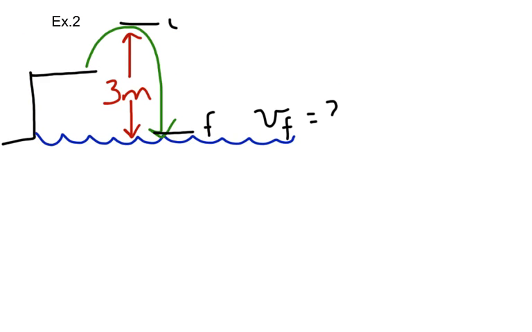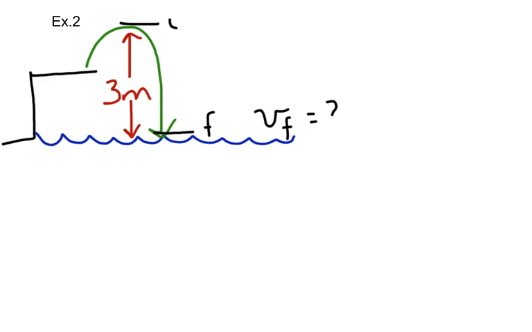Okay, another quick example is, let's say we have someone that jumps off a diving board, and when they reach their highest point in their trajectory before they hit the water, they're 3 meters above the water. We're going to call that the initial condition. The final condition is right when they hit the water and they're going their fastest. And the question is, what is the speed right when they hit the water?